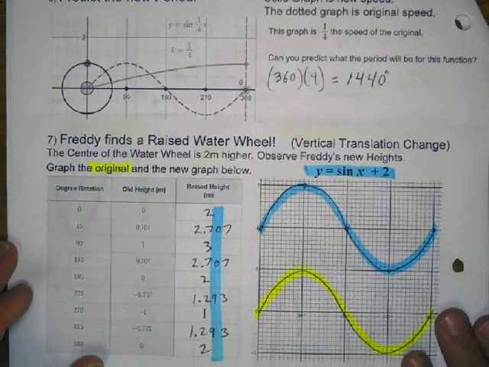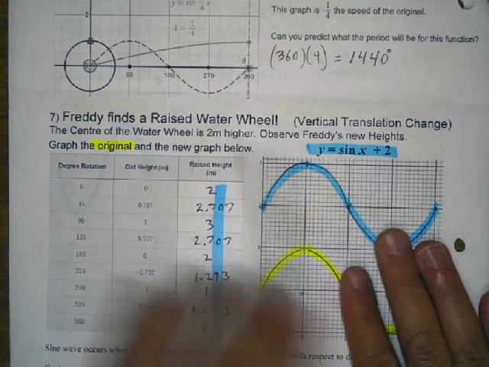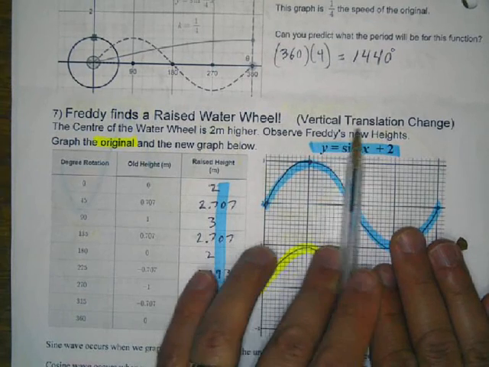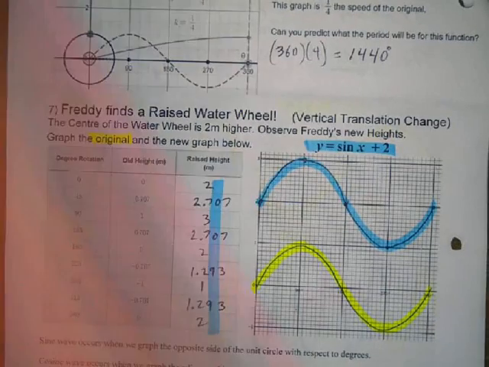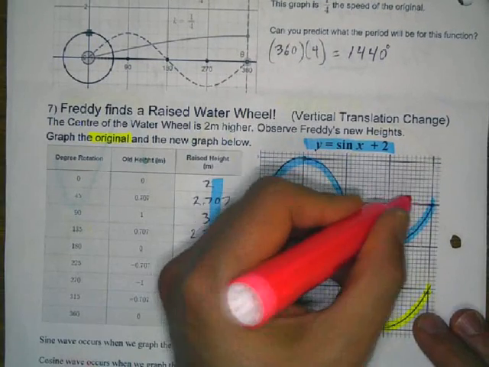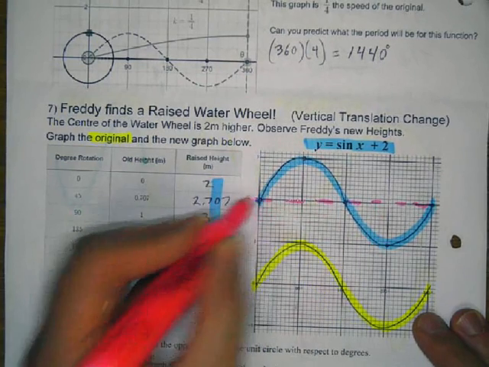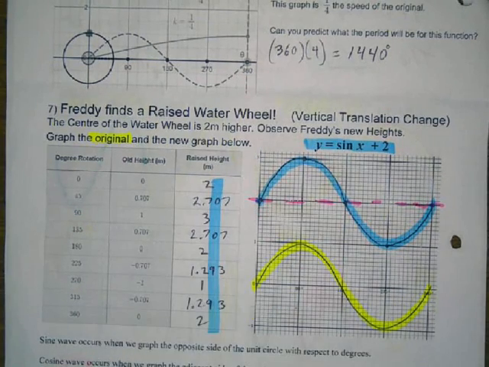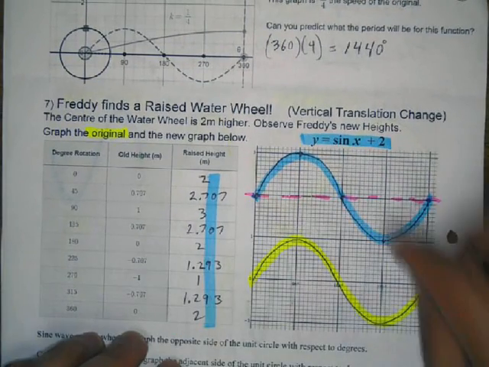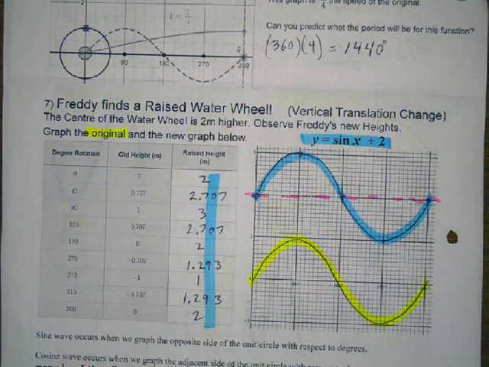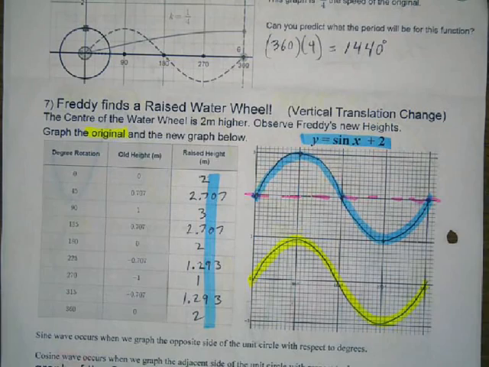Okay, now Freddy's Ferris wheel is raised. We put a +2. So this creates a vertical translation, and we've moved the principal axis. We're going to talk about that in a second. That's one of our definitions. This pink line here is our principal axis, and we've moved up our principal axis to 2. So basically it looks the same. It's not stretched, it's not shrunk or anything like that. It's just translated up 2 units.